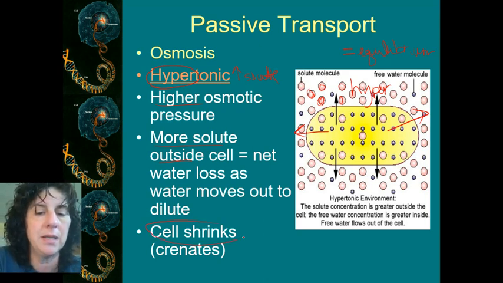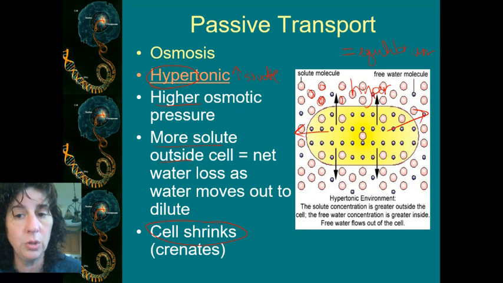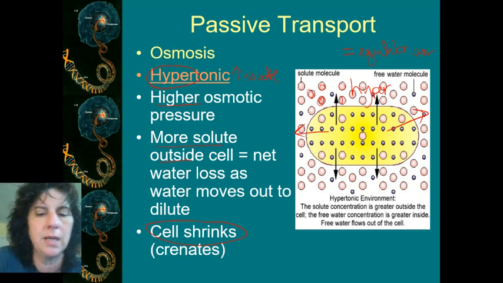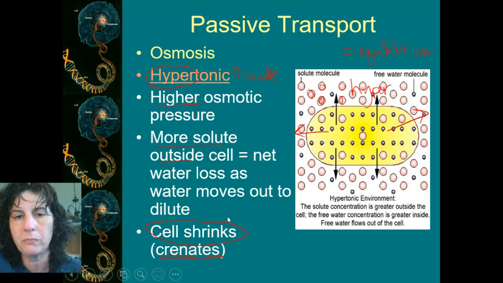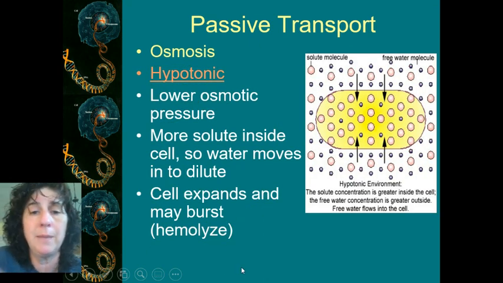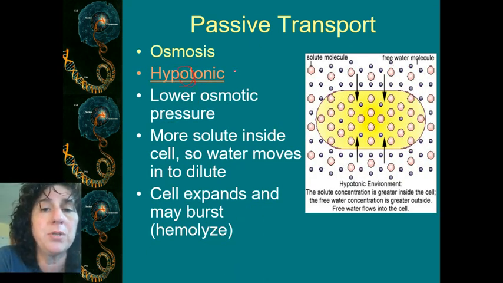So since the cell is losing water to try and dilute the outside, it shrinks. In animal cells, we call that crenation. The cell gets smaller because it's losing that water to the outside environment. Here's another term, hypotonic. Hypotonic means it's low in solutes.